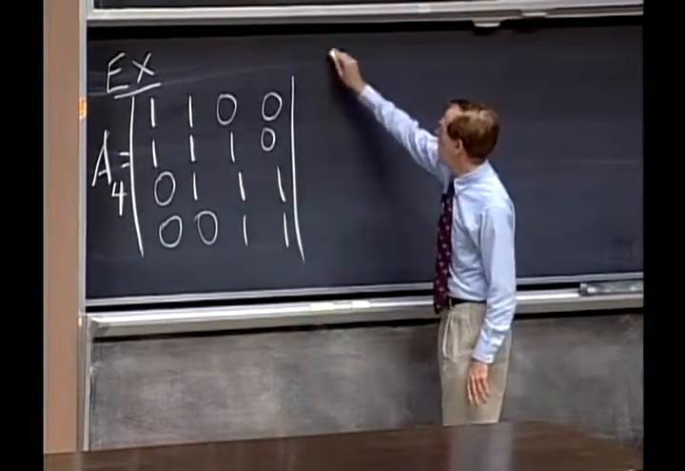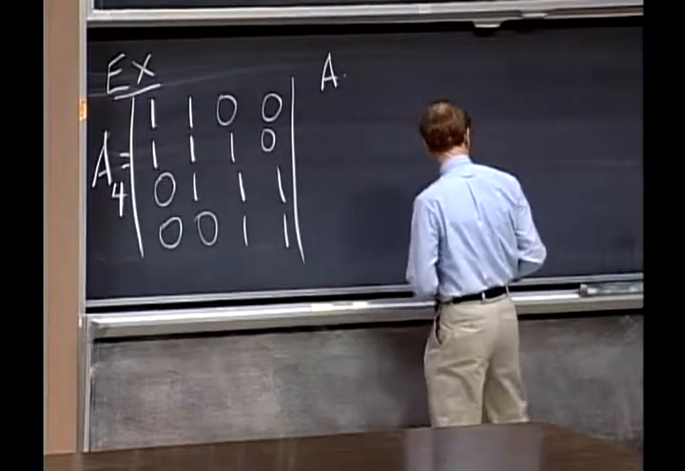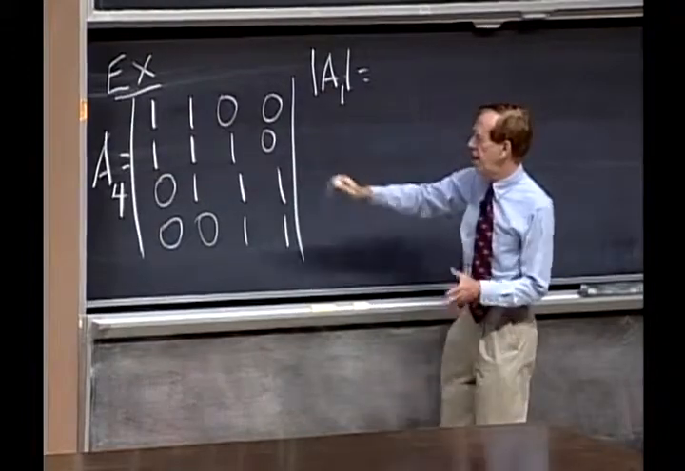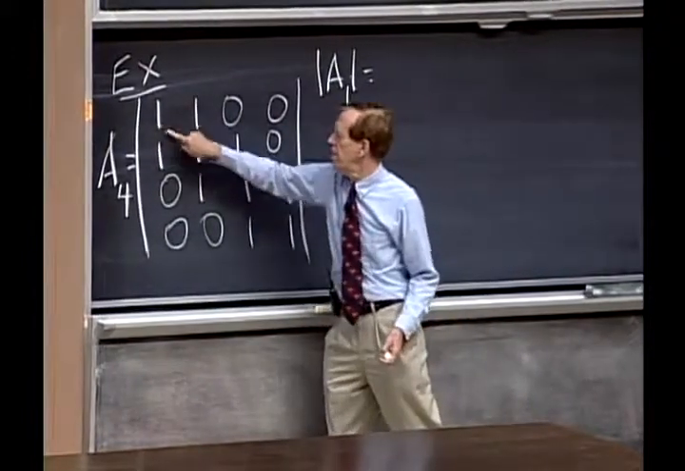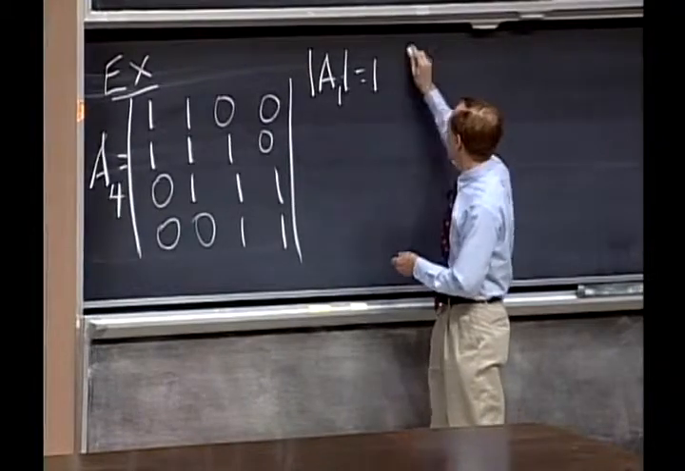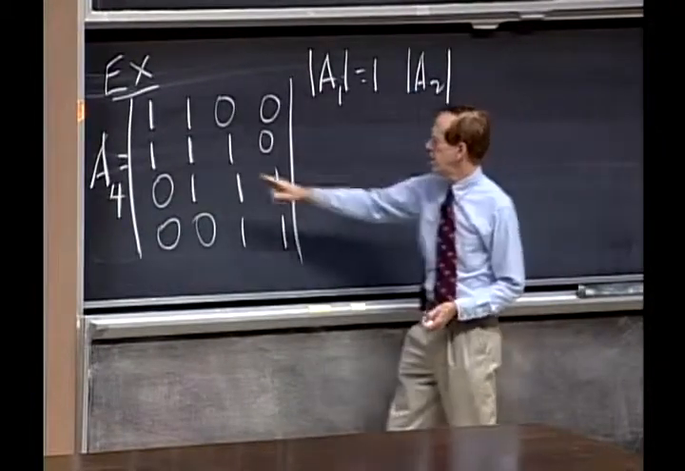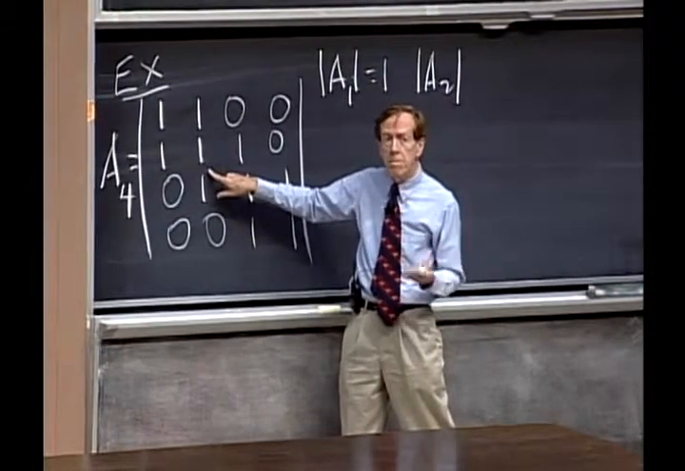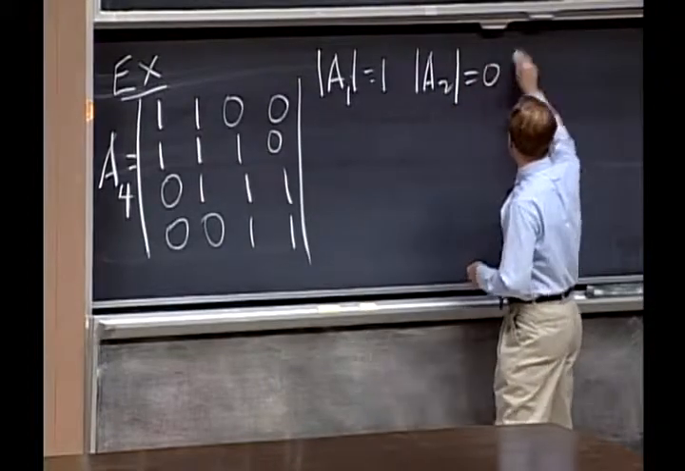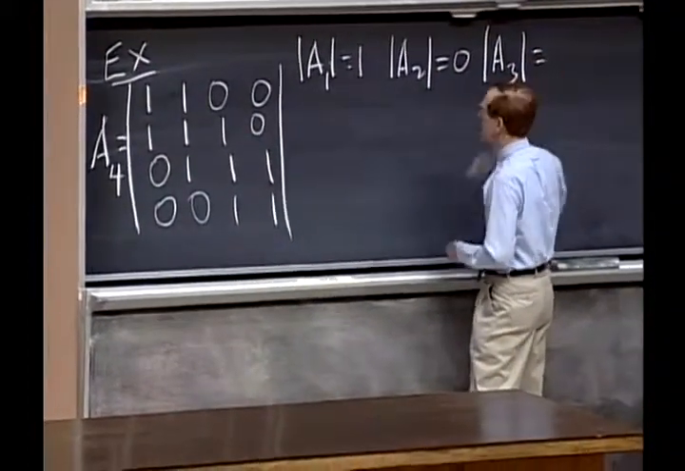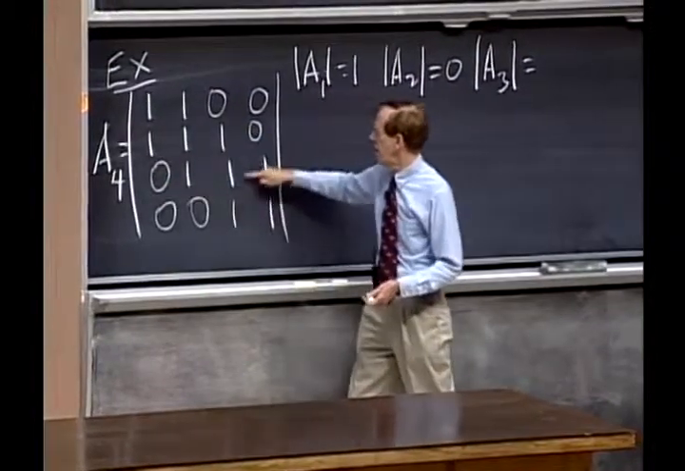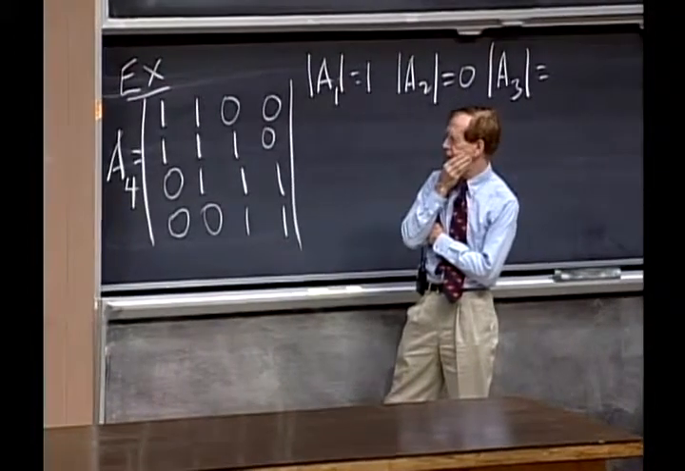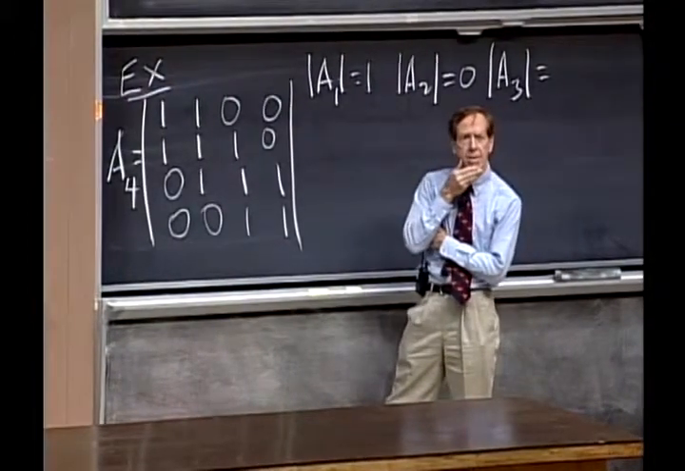So this is A4. What's the determinant of A1? What's the matrix A1 in this formula? It's just got that. So the determinant is 1. What's the determinant of A2? It's just got this 2 by 2, and its determinant is 0. And then the 3 by 3, can you take the determinant of that 3 by 3? Well, that's not quite so obvious, at least not to me.